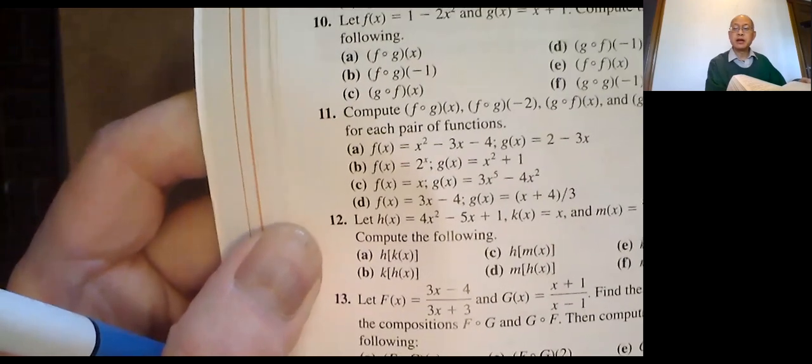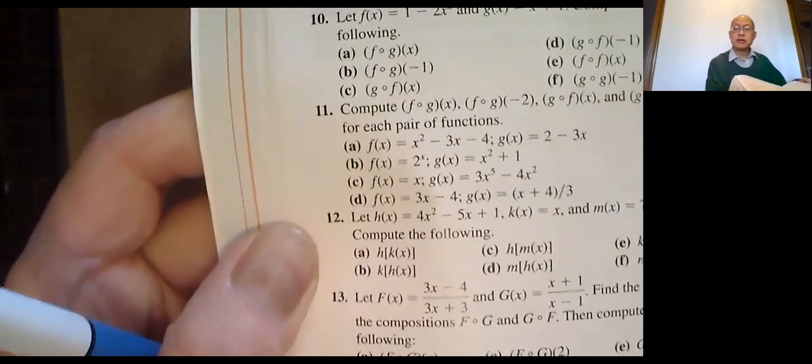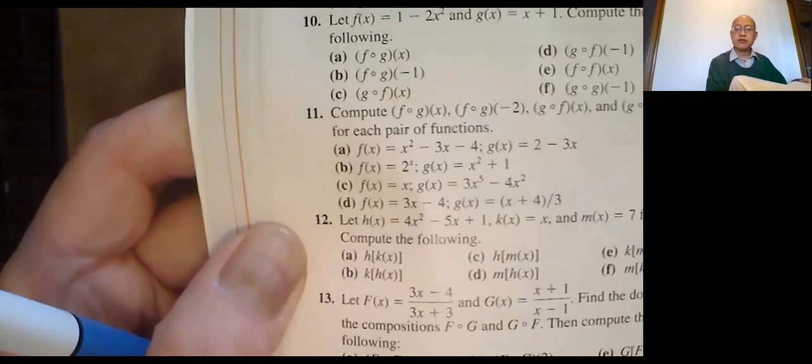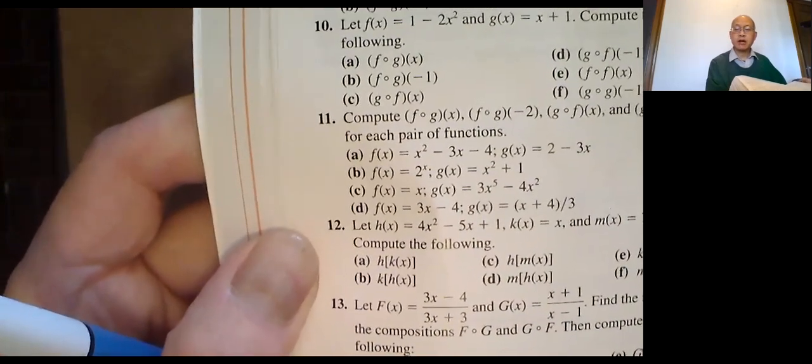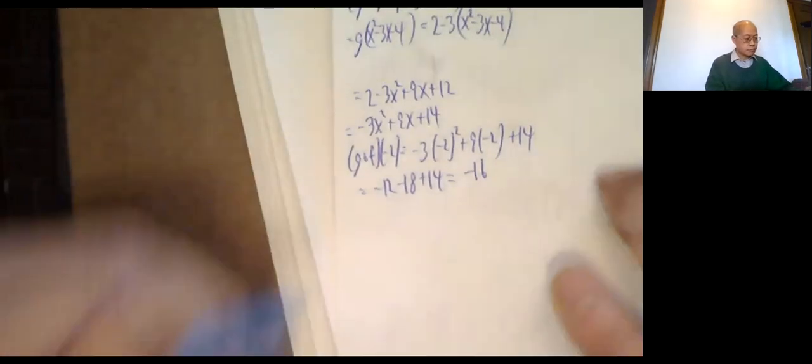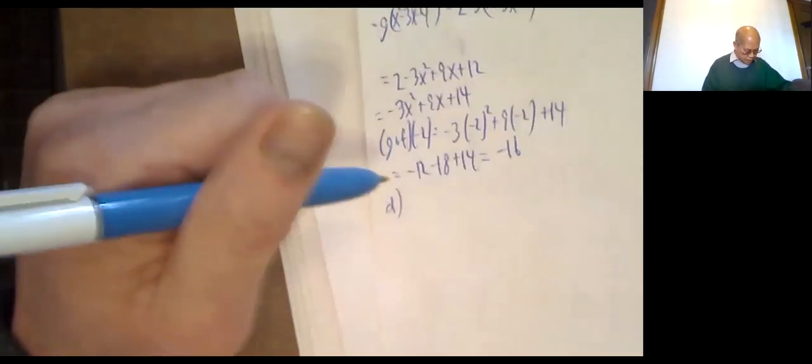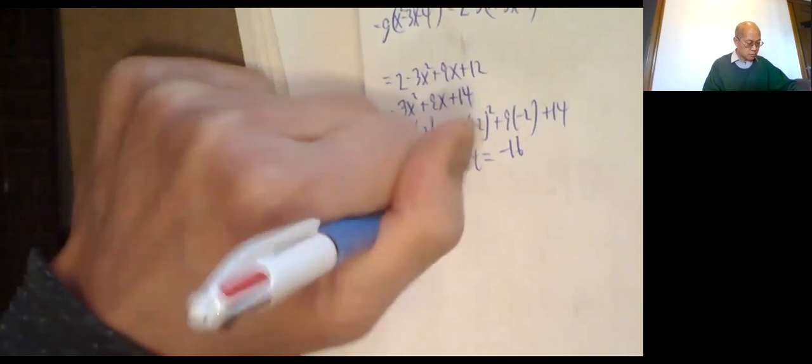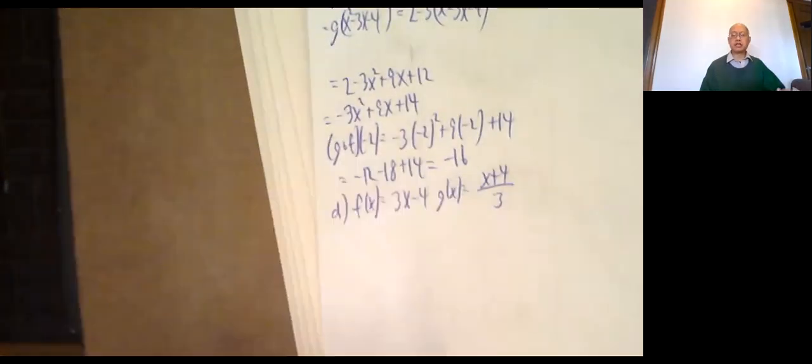I'll show you one more of those types. I just did A; there's B, C, and D. How about I do D? f of x is 3x minus 4. g of x is x plus 4 over 3. They have it in parentheses, but it means the same thing as this.